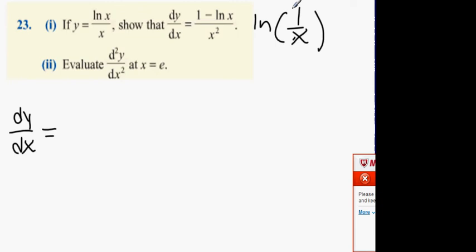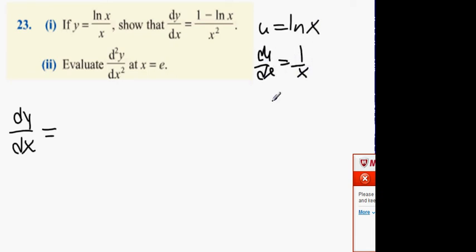This one here is a normal log, but when you differentiate the box it's a quotient rule in itself. This one here, however, is a fraction, because the ln x is a separate number and the x on the bottom is a separate number. It's u over v. So u equals ln x, du/dx ends up being 1 over x, v is x, and dv/dx is going to be 1.